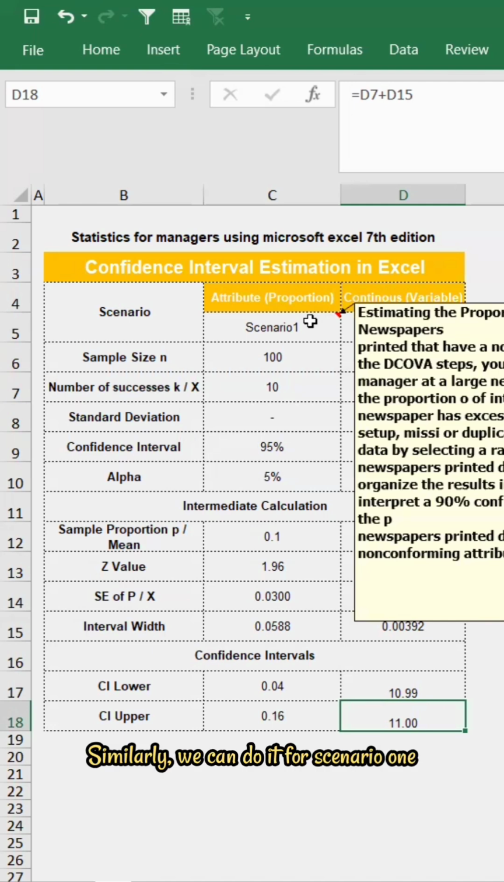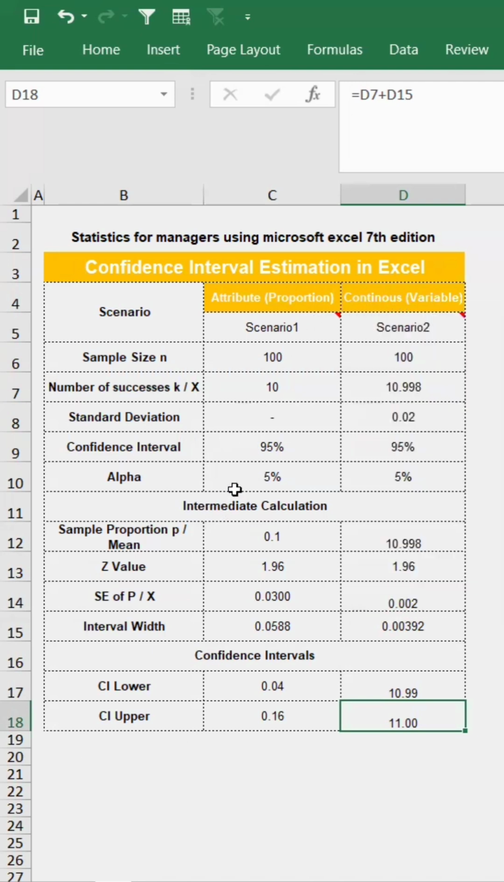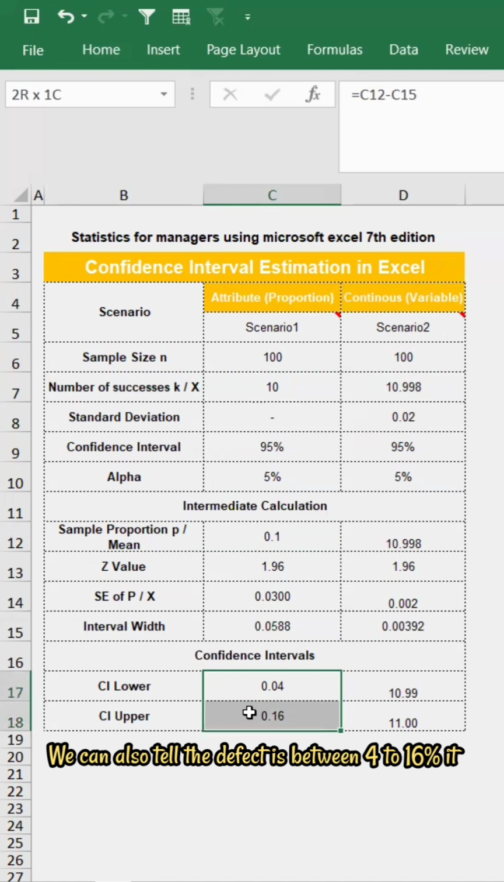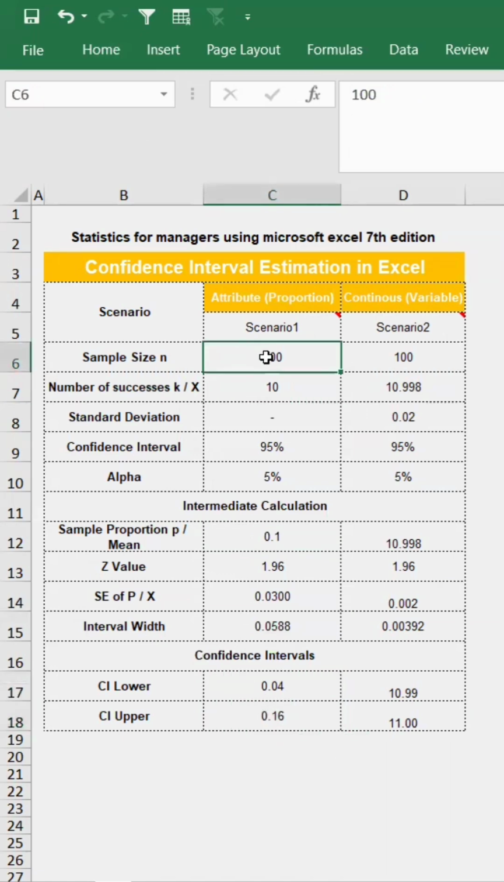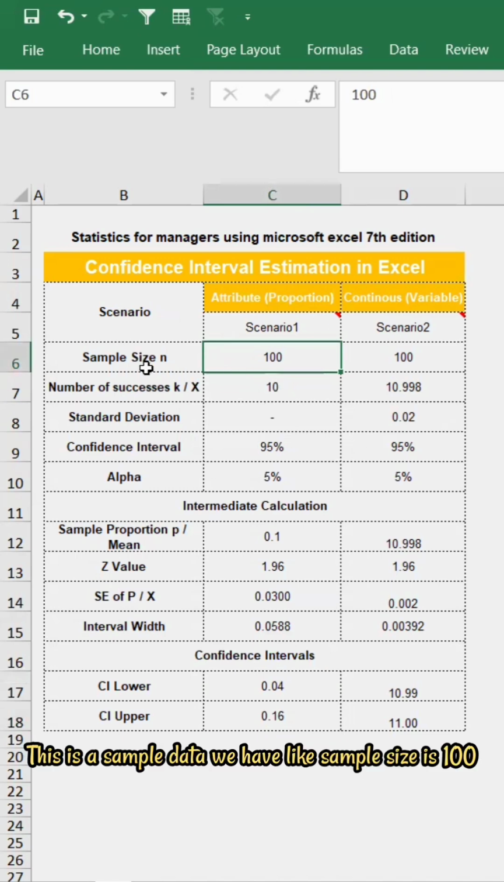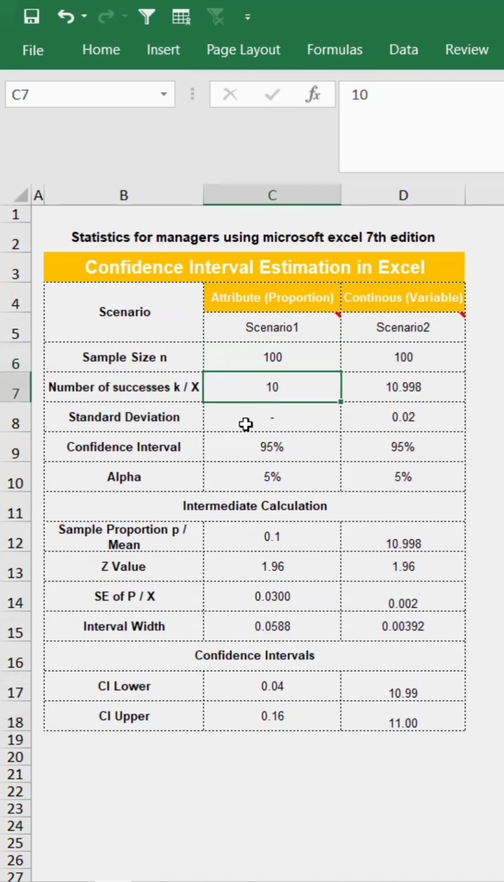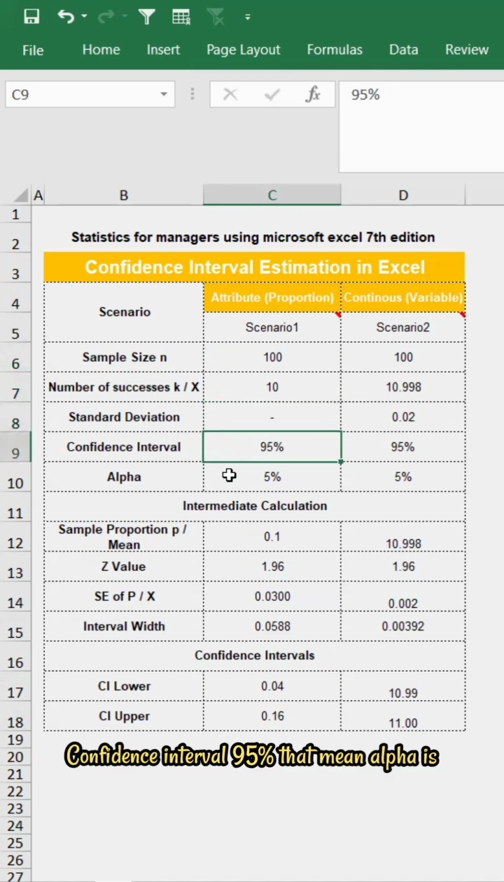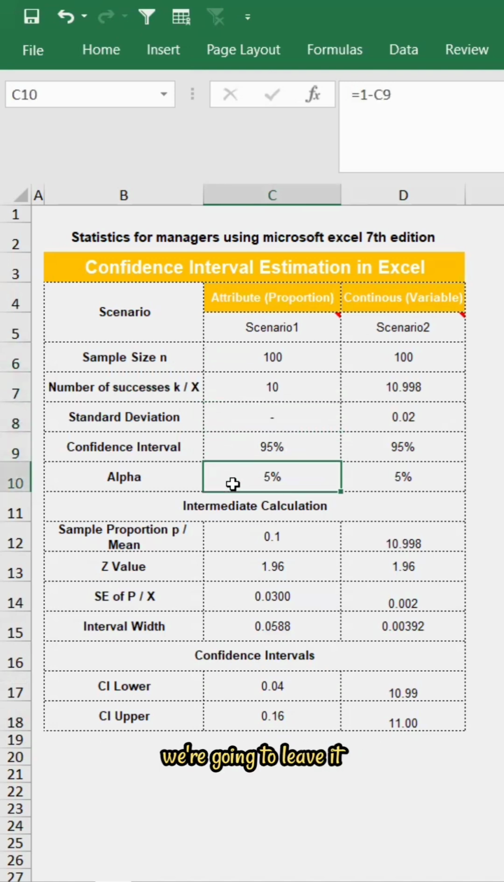Similarly, we can do it for scenario 1, that is the newspaper. If the newspaper company wants to find out the range of defective, we can easily predict using this formula. And instead of telling 10%, we can also tell the defect is between 4 to 16%. How to do it? This is the sample data we have: sample size is 100 and number of successes is 10. Standard deviation is not applied for attribute data. For the confidence interval, 95% means alpha risk we are going to leave is 5%.